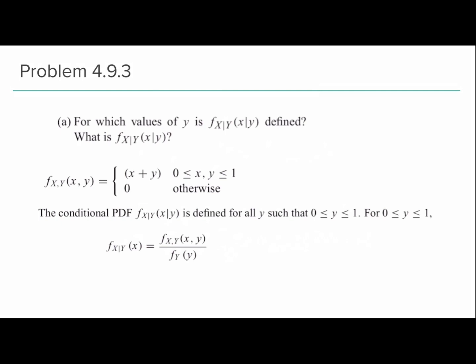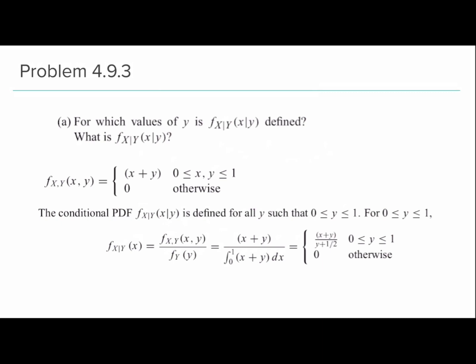So the conditional PDF f of x given y is defined for all y such that y is greater than or equal to 0 and less than or equal to 1. And for y belonging to this interval, we will have f of x given y equal to the joint PDF f of x comma y divided by f of y. So we basically need to find the denominator, which is f_Y of y, and that will be equal to the joint PDF integrated over all possible values of x, right?